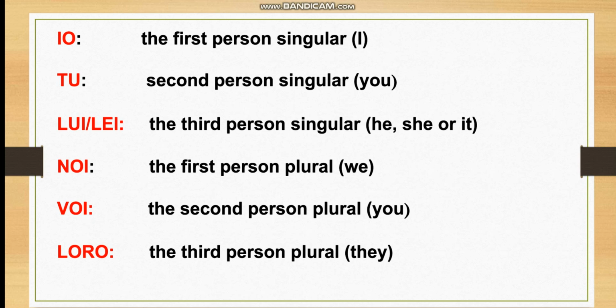But first we have to see how to say I in Italian. Io. The first person singular. For I, we use io. For you, second person singular, we use tu. And the third person singular, that is he, she, or it, we use for he, lui, and for she, lei. Noi means we. Voi means you, the second person plural. And loro means they. So io, I, tu, you, lui, he, lei, she, noi, we, voi, you, e loro means they.